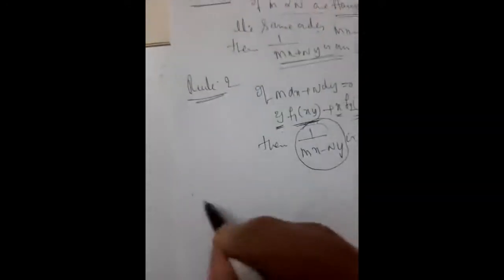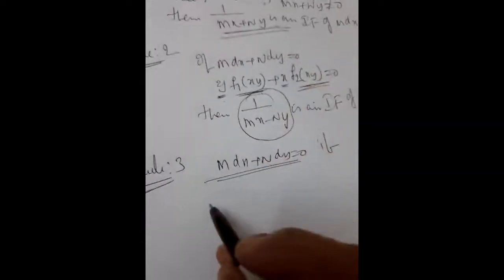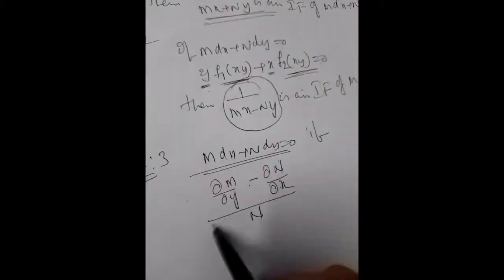Now let us see rule 3. Under rule 3, for the equation M dx plus N dy equals 0, suppose you take M and find the partial derivative with respect to y, and take N and find the partial derivative with respect to x, and the whole is divided by N. That is, dou M by dou y minus dou N by dou x, whole divided by N.